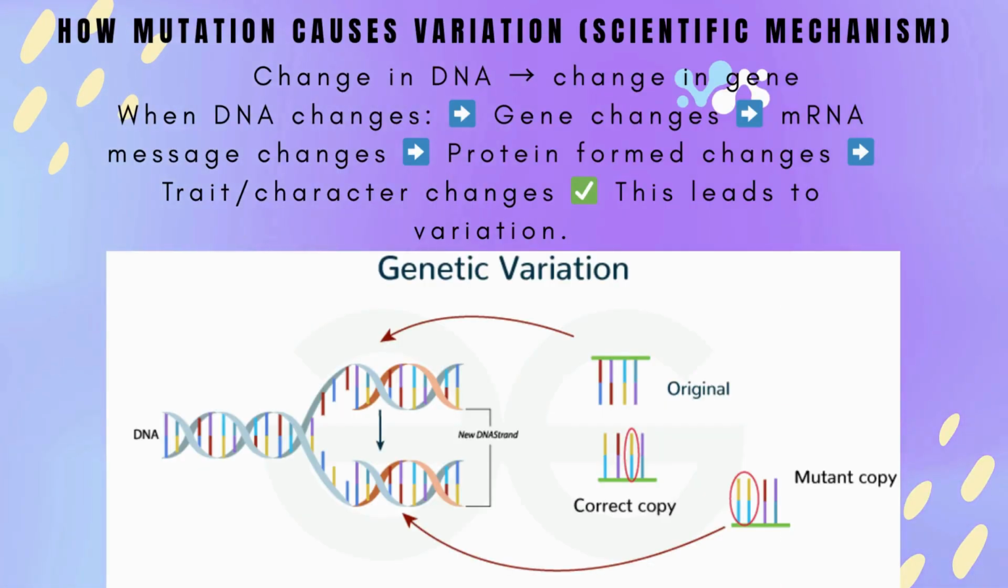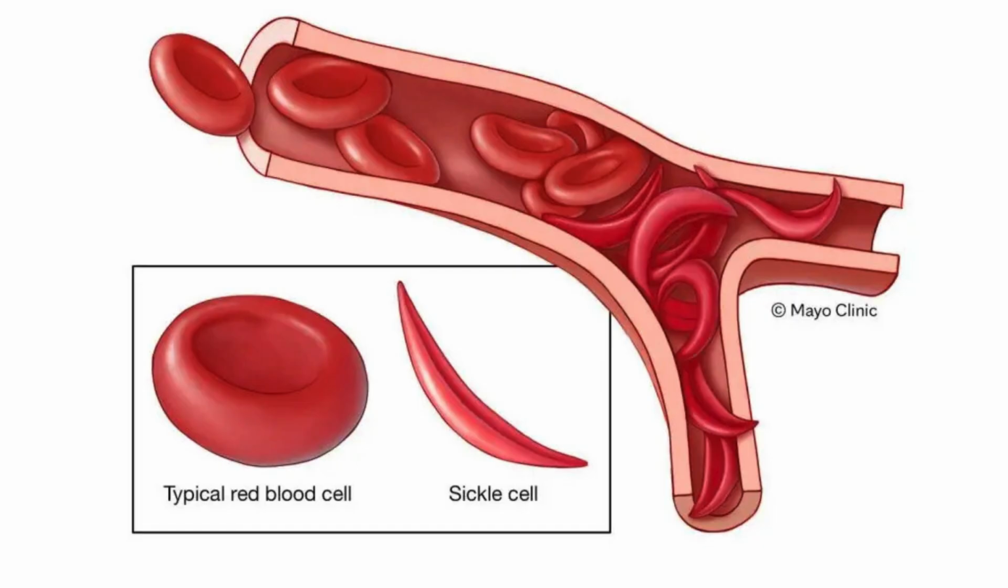A change in DNA refers to a change in a gene. A gene is a part of DNA that codes for a protein. When DNA changes, the gene changes, the mRNA message changes, the protein formed changes, and the trait or character changes. This leads to variation. A prominent example is sickle cell anemia. Sickle cell anemia is caused by a point mutation in the hemoglobin gene, which makes RBCs sickle-shaped.